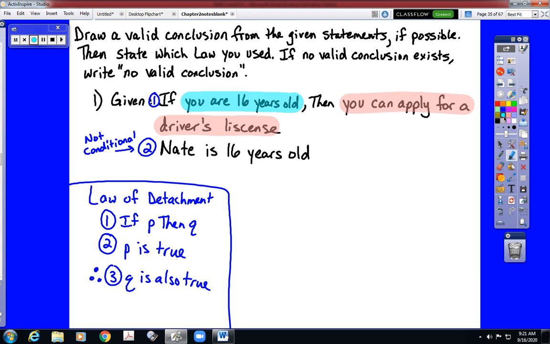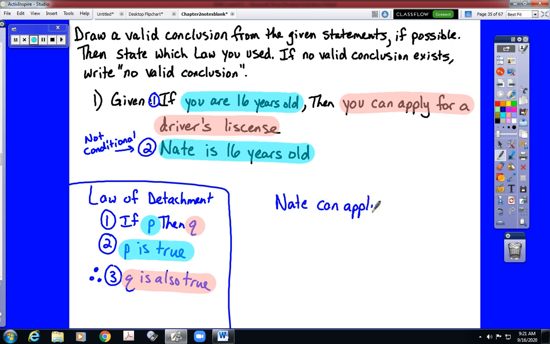Our second statement, in order to match the law of detachment, must refer back to P, which means it can name a specific person, but it must refer back to that person being 16 years old. So we look at the second statement, which says Nate is 16 years old. That does match the second statement, that P is true. Okay, it has to match that. That allows us to then say, okay, well, if the conditional is true, which it's a given, so it's true, and P is true, what that means is Q is also true, which allows us to draw a conclusion. It allows us to state that Nate can apply for a driver's license.